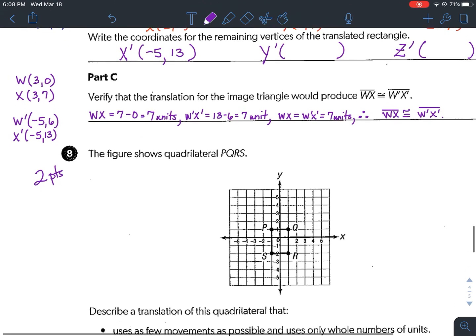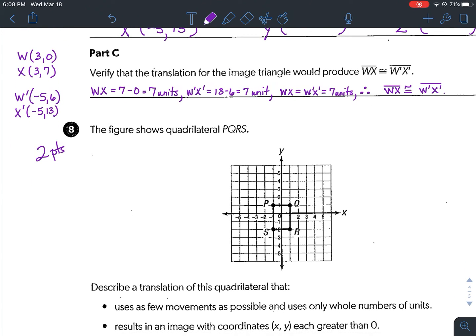So there you go. I did that one completely with you. Just remember that if we want to verify, we have to prove that the corresponding parts, their measurements, are equal. And once we prove that those measurements are equal, we can prove that the sides are congruent. All right, thank you. That is all for number 7.